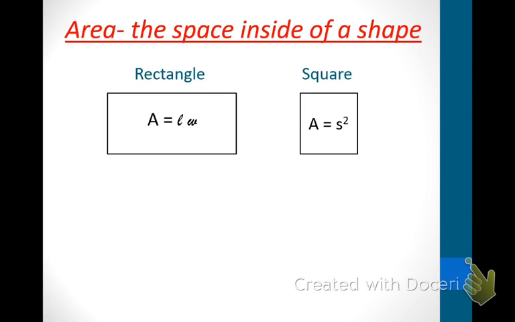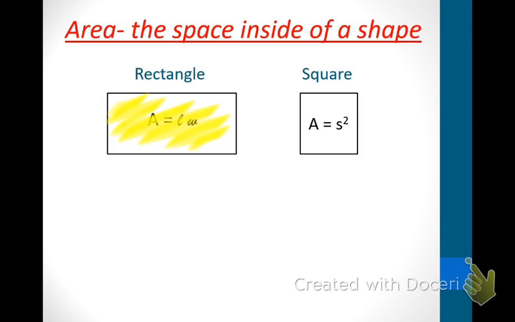Now let's talk about the area. The area is the space inside of a shape. So beforehand, when we talked about the rectangle, we were saying that you wanted to find perimeter. Perimeter is the outside. The area does not have to do with the outside. The area has to do with all the stuff that's in the middle, okay?